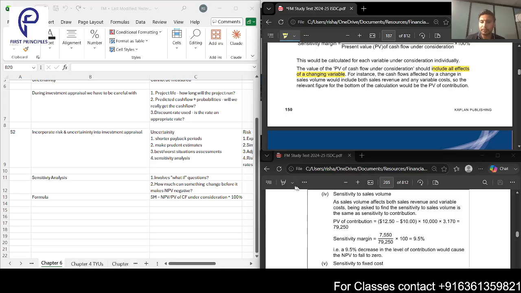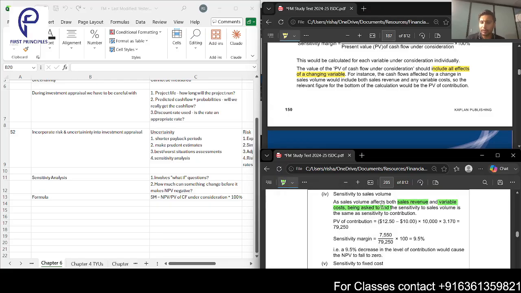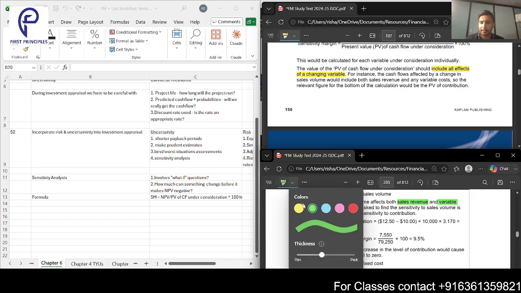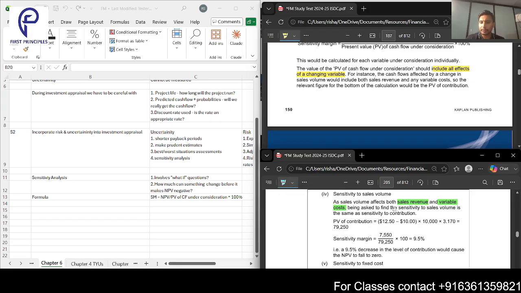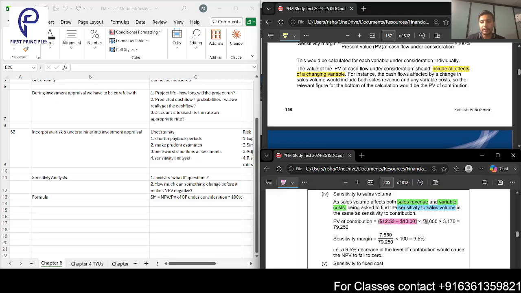Sales volume affects your sales revenue. Sales volume also affects your variable cost. When you're asked to find the sensitivity to sales volume, you have to include all the effects of a changing variable. So it affects sales and it affects variable cost also. So you net the two, you take the net effect: sales price minus variable cost. Because you have to include the entire effect that a variable is causing.